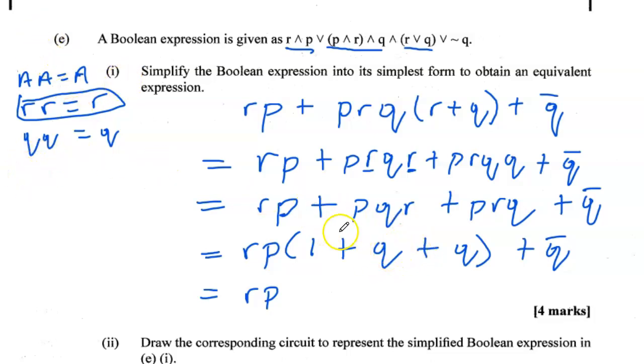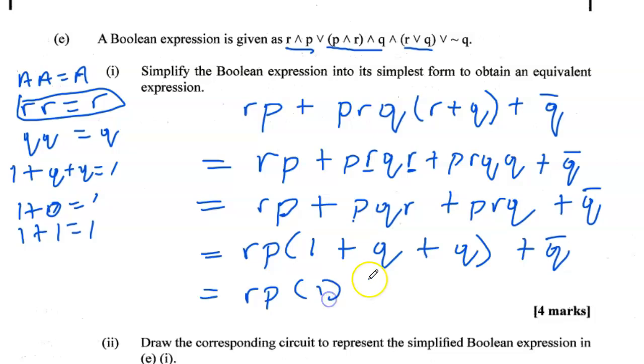Again, in the bracket, 1 plus whatever. Doesn't matter what that term is. 1 plus Q, whatever it is, it's 1. So in Boolean, 1 plus 0 is 1. 1 plus 1 is also 1. So 1 plus whatever, it's 1. So the bracket will come to 1. Plus not Q. So RP times 1, that's RP plus not Q. So whichever method you use to simplify, this should be it.